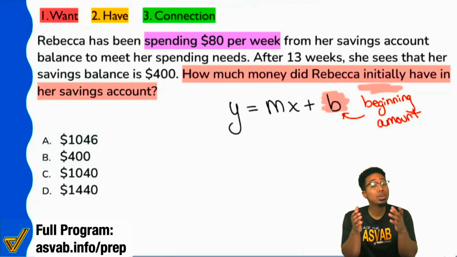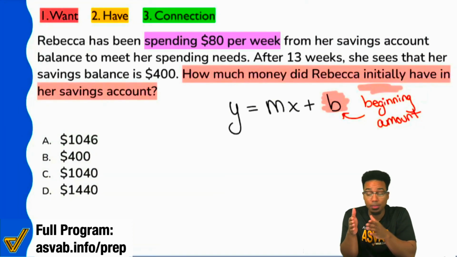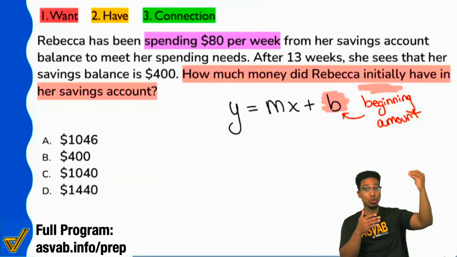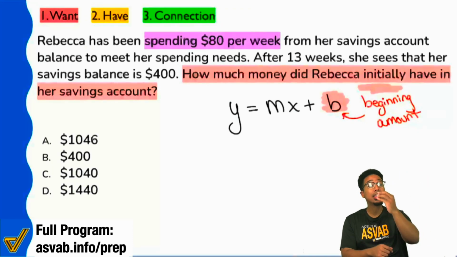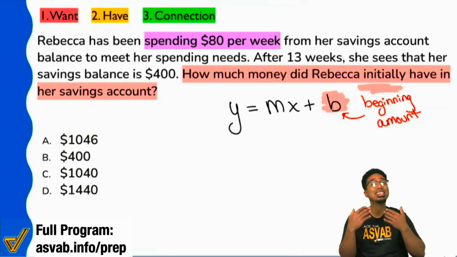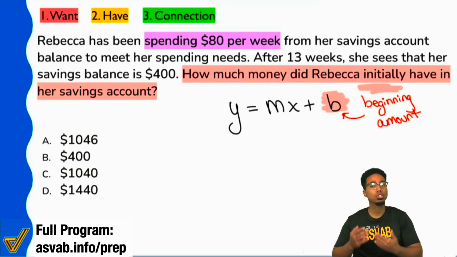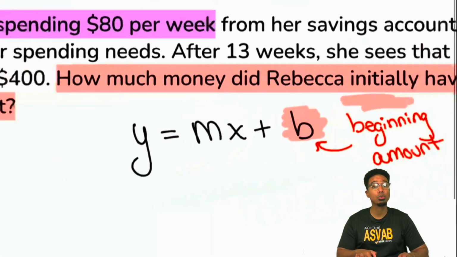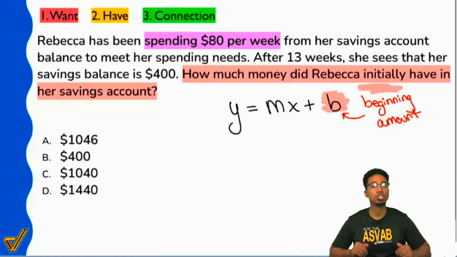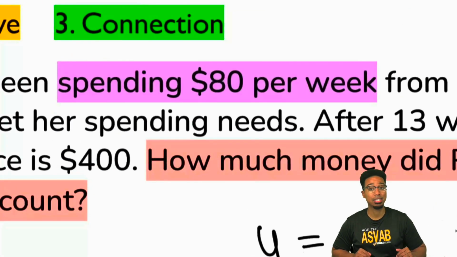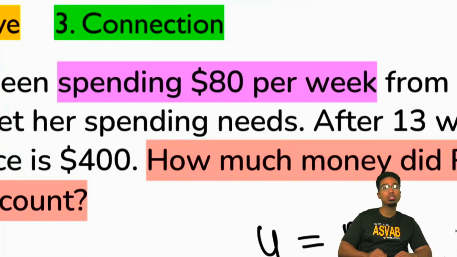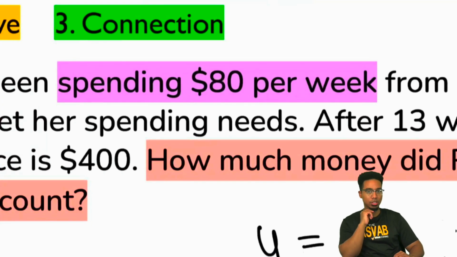Right. We have to take into account whether this is going to be a negative or a positive value for that rate. Remember, if what your rate does is it adds on to what you have, it is a positive rate. If it takes away from what you have, it is a negative rate. We're talking about how much money Rebecca has. So from that initial amount that she has, if she's spending $80 per week, is that going to be adding to her savings or taking away from her savings?